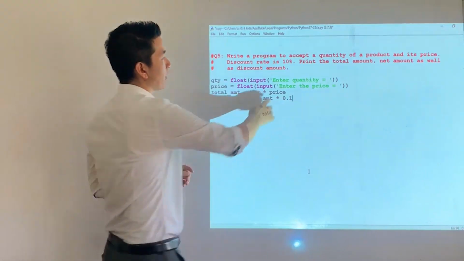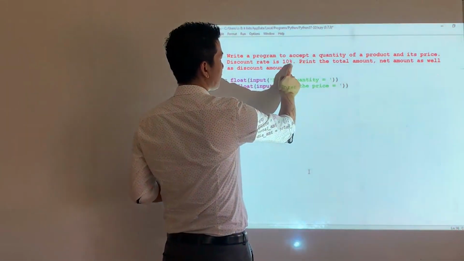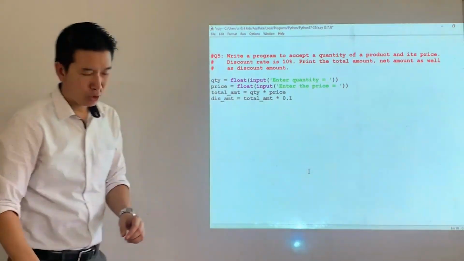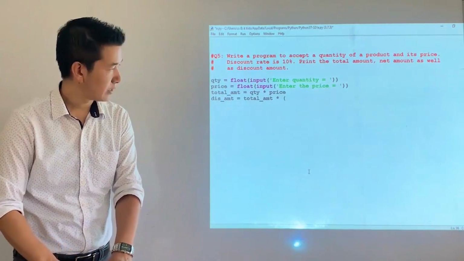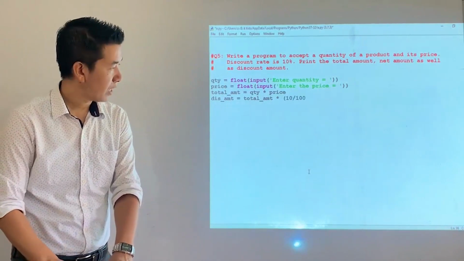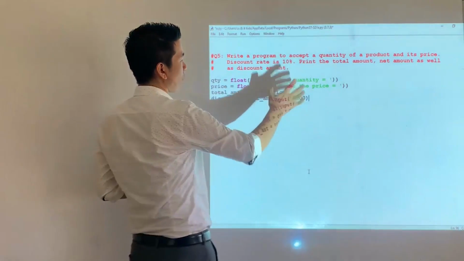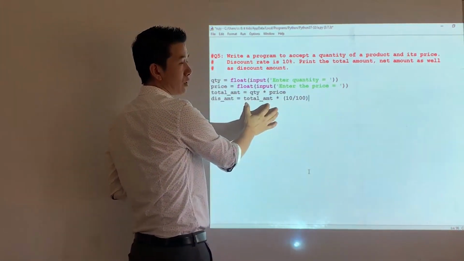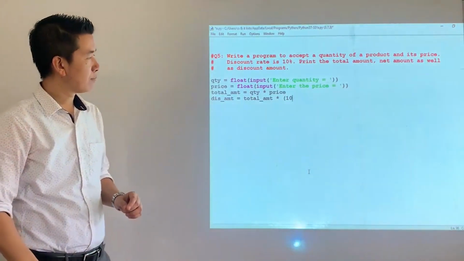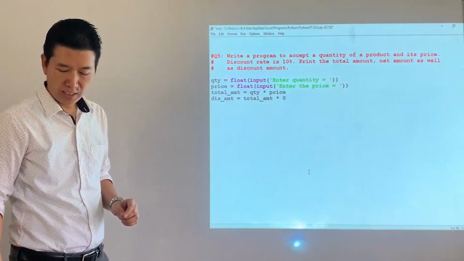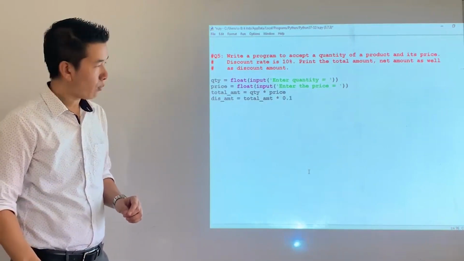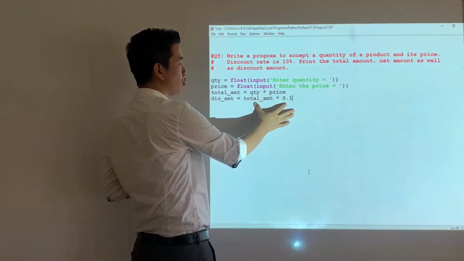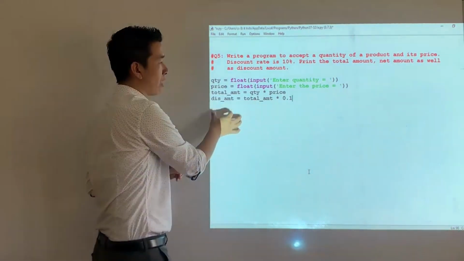So 10% means 10 divided by 100, which means 0.1. In other words, you can write it as 10 divided by 100, or to make the program a little simpler, 0.1. Either way, it's right. Once you get the discount amount, 200 multiplied by 0.1 will be 20. So 20 becomes the value of the discount amount.